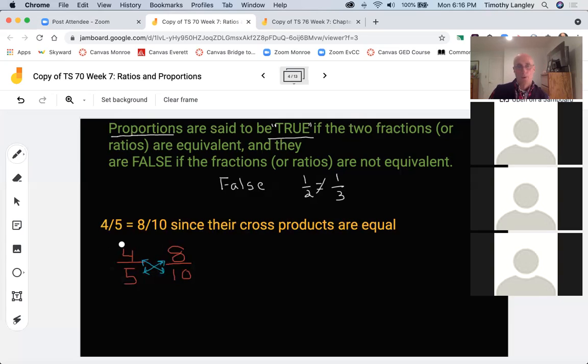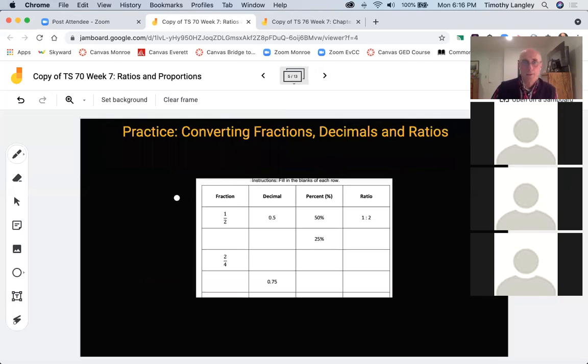The ratios 4/5 and 8/10, how would we know that? We just illustrated that on the previous slide by cross multiplying, and I got 40 both times. So I could say this is a true proportion, and we illustrated that on the last slide. All right, going to move on to the next concept.